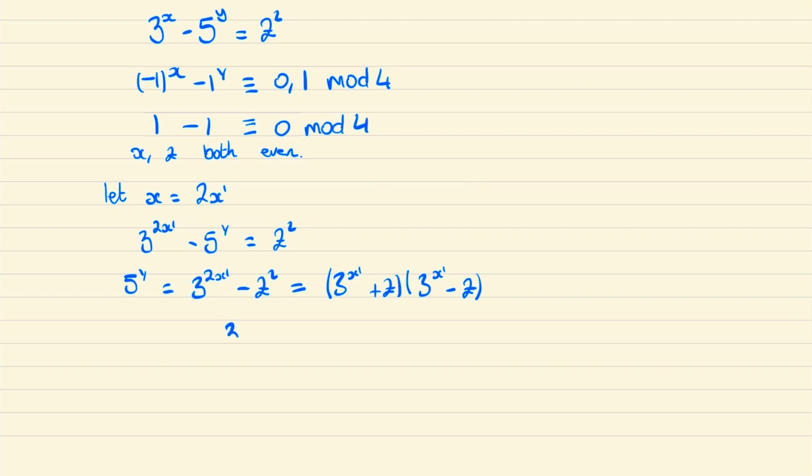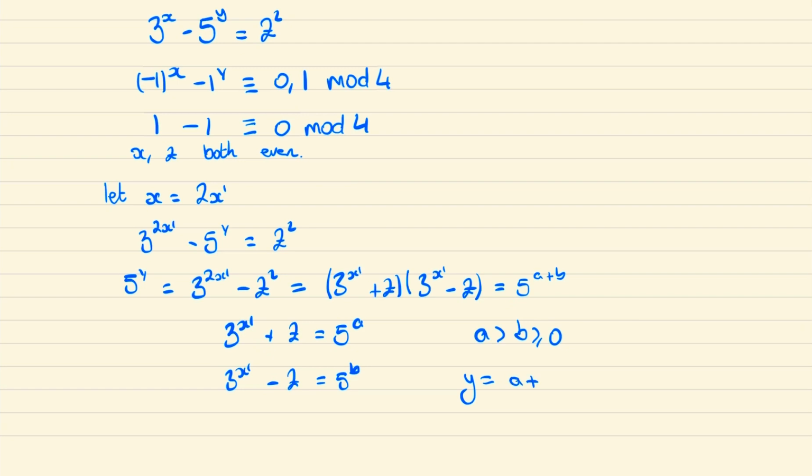So we can say that 3^x' + z is 5^a, and 3^x' - z is 5^b, where a and b will be non-negative integers and a will be bigger than b. It's also clear that we can write 5^y as 5^(a+b), and therefore y is equal to a + b.